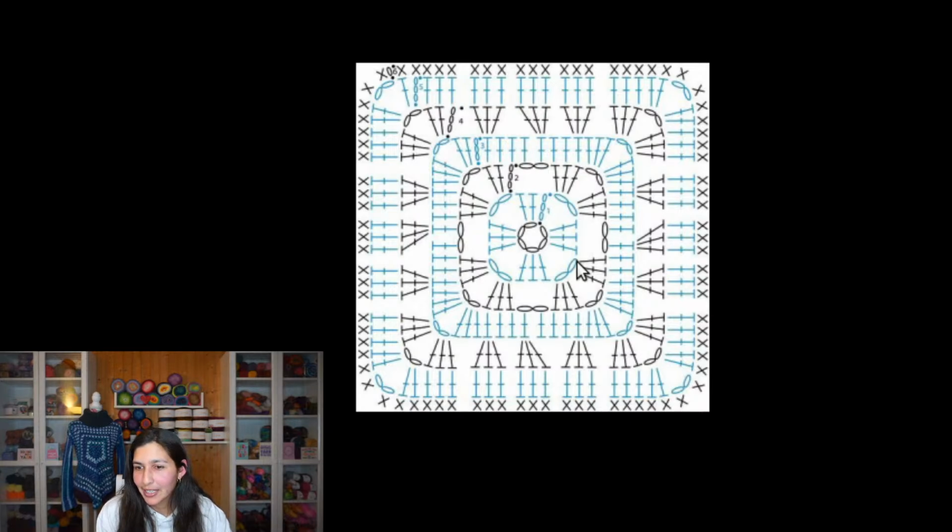So how can you tell in a chart if you should stitch into the chain or around the chain? Into the chain or around the chain? Sorry, Lori, I'm not sure I get your question. Agree with color change, but it would crochet this counterclockwise.